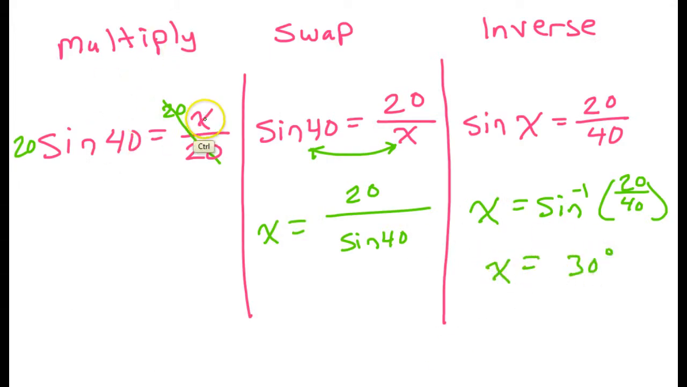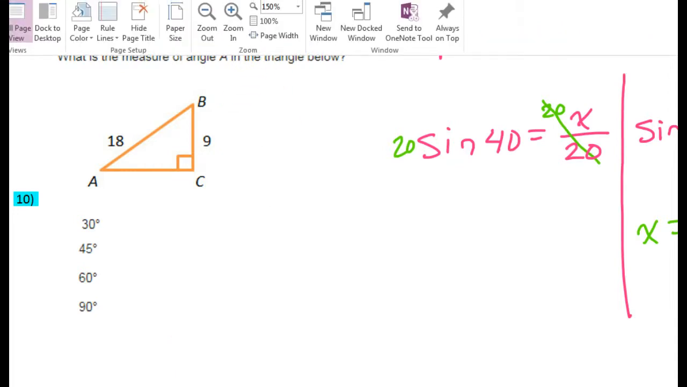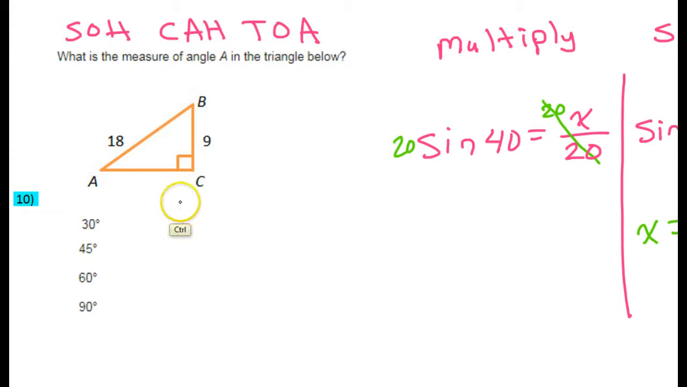So if the variable is in the top, you multiply. If the variable is in the bottom, you swap. If the variable is inside the trig function, it equals the inverse trig function. So every time you do a SOHCAHTOA problem, you have to ask yourself, which one of those situations are we in? Okay, so what is the measure of angle A?